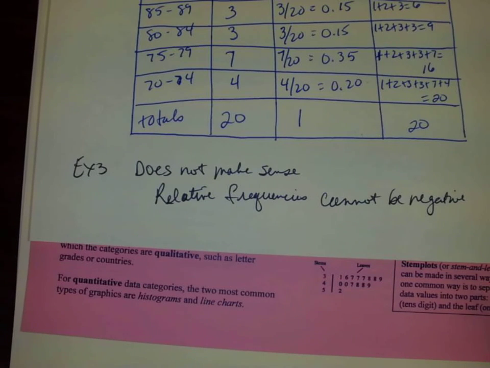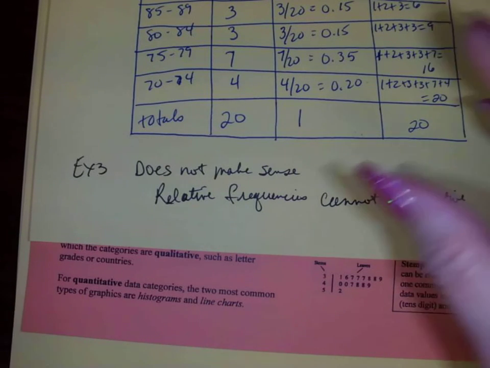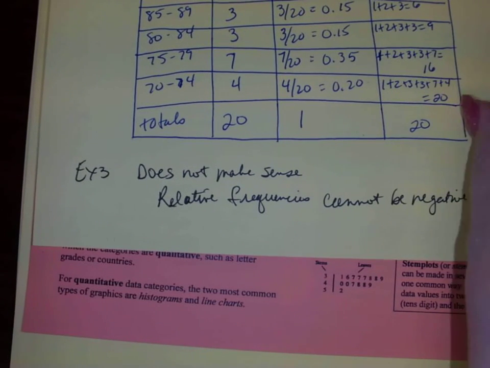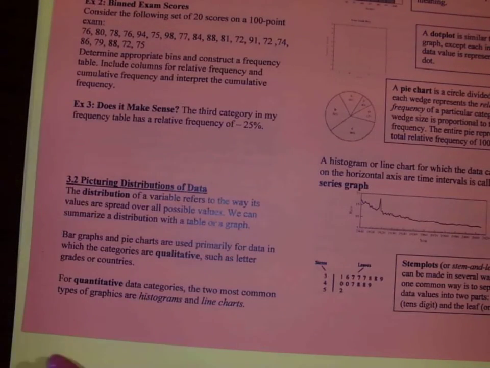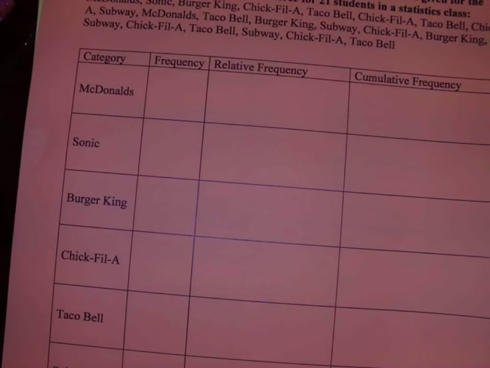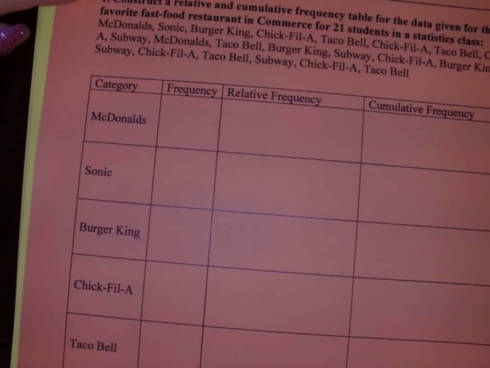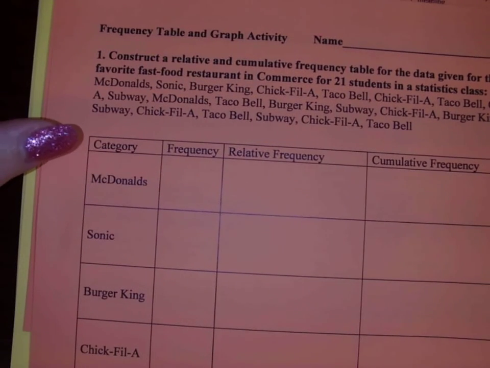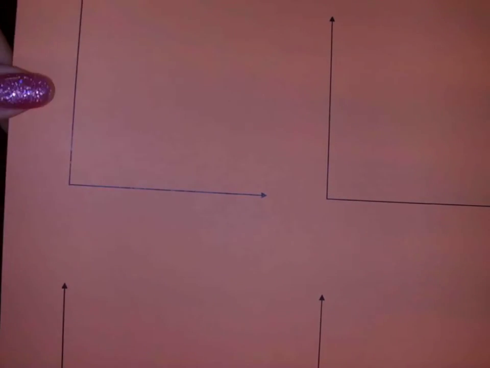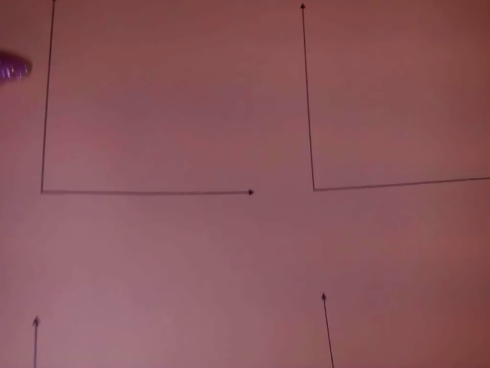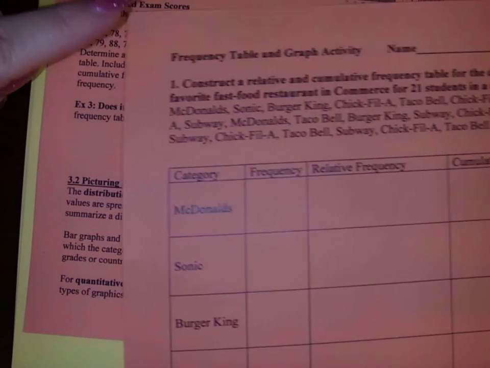All right, so make sure you're working on your homework. That's the end of this lesson. So make sure you do your homework. And also, you have a frequency table. If you want to start working on it, you can. There's a frequency table and a graph activity. So the graphs will come about in the next section. So you'll be able to do those after we do the next section of material.